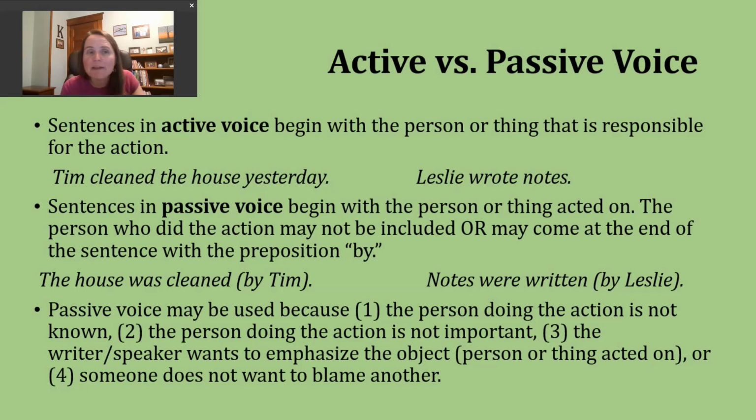So if I take my first example, Tim cleaned the house, and I change it to passive voice, I could say, the house was cleaned. And I could put a period there, or I could say, the house was cleaned by Tim. Both of those would be acceptable. In the second example, Leslie wrote notes. If we want to make that passive voice, we would just say, notes were written, period, or notes were written by Leslie, period.